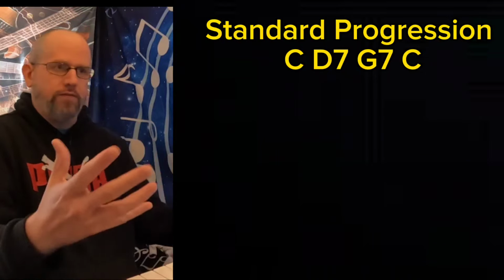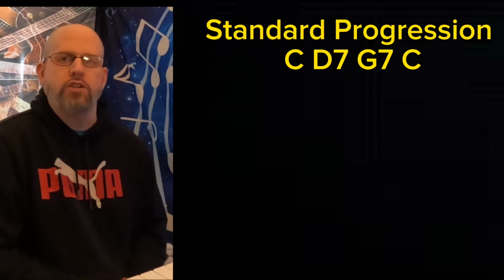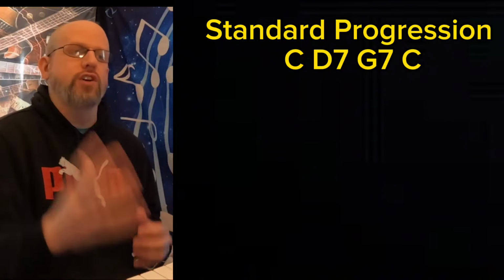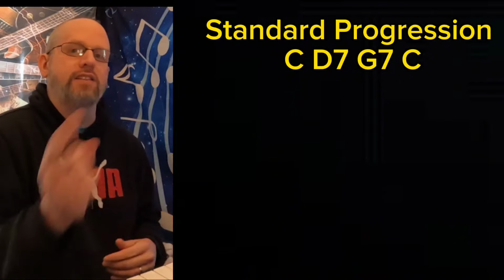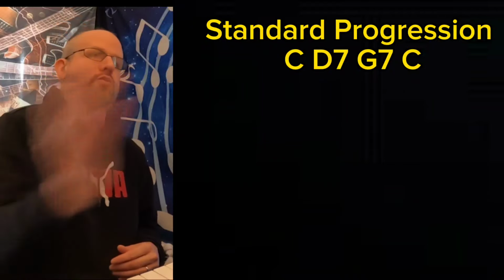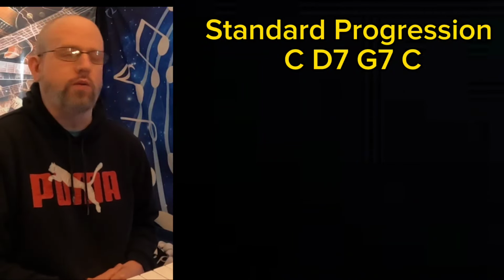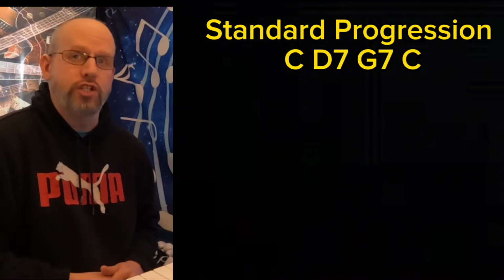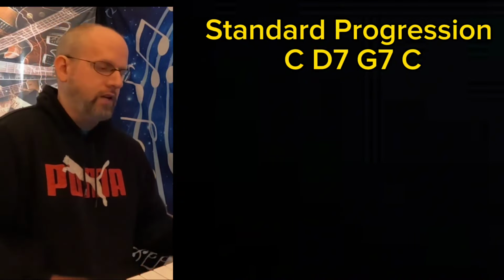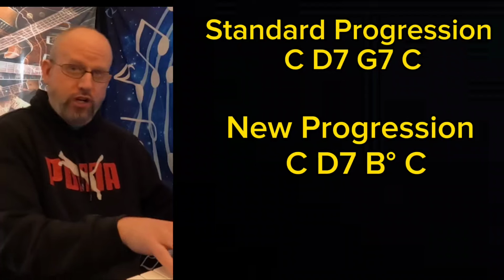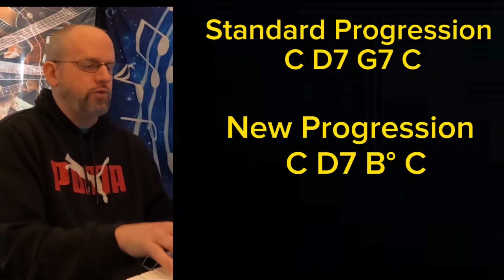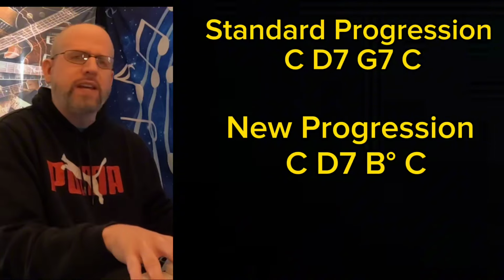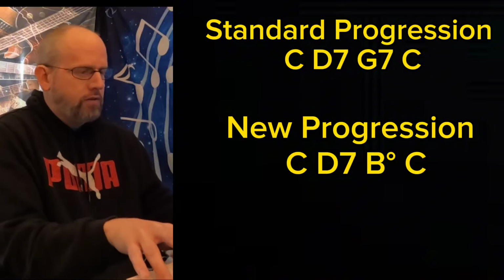Now, fast forward here to the point of this video, which is we're going to use the diminished triad to resolve this chord progression back to C. We're going to substitute out that G7, so we're replacing the G7 with the B diminished triad. So here we go. We're starting with C, and we'll do that D7 again. 5 of 5. Now I'm going to play a B diminished.